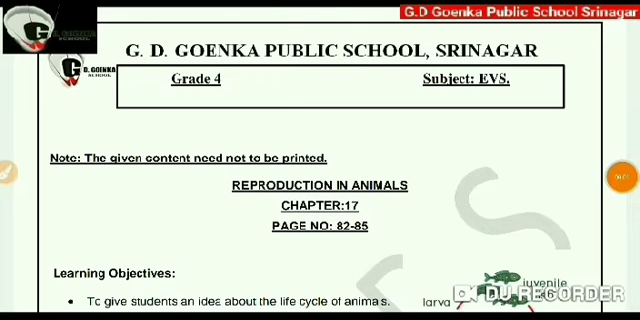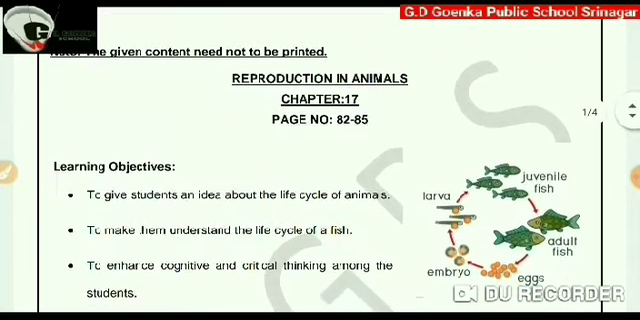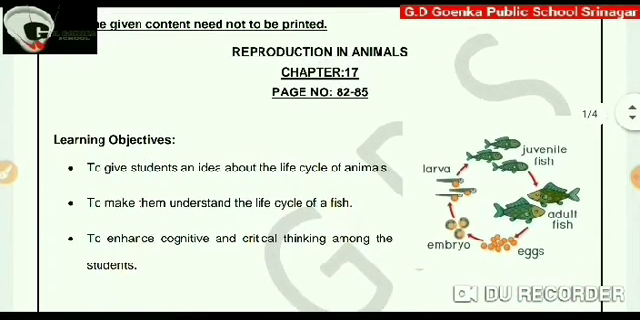Dear Goenkans, this video lecture is in continuation with Chapter 17, Reproduction in Animals, which is on page number 82 of your EVS textbooks. So, take out your EVS textbooks and open page number 82. In today's video lecture, we are going to discuss the life cycle of animals and the life cycle of a fish.